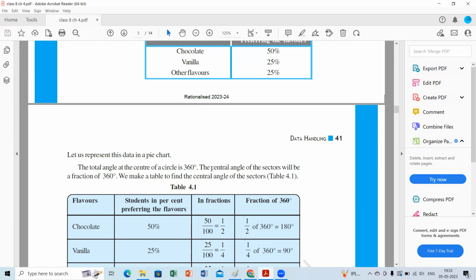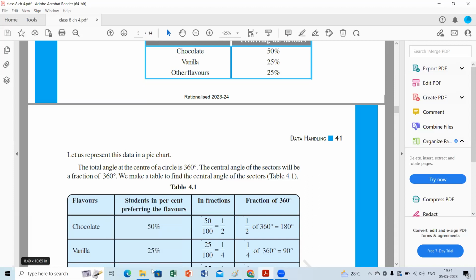We make a table to find the central angle. This is more important. To find the central angle of each sector, what are we supposed to do? First, convert the given percentage into a fraction. So children, 50% is nothing but what fraction? It should be equal to half. Yes, 50 by 100, which is the same as half.